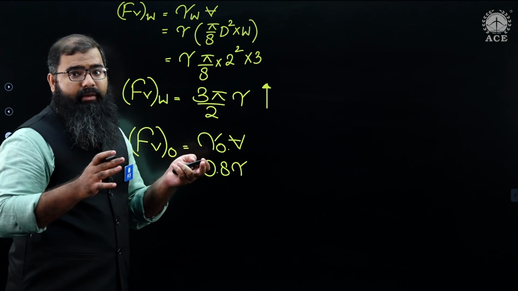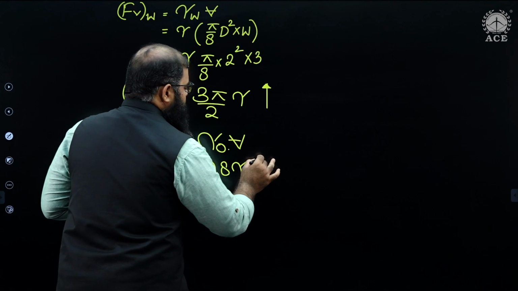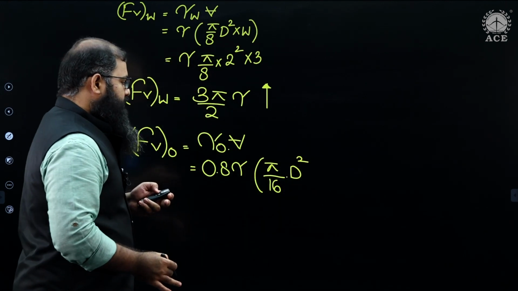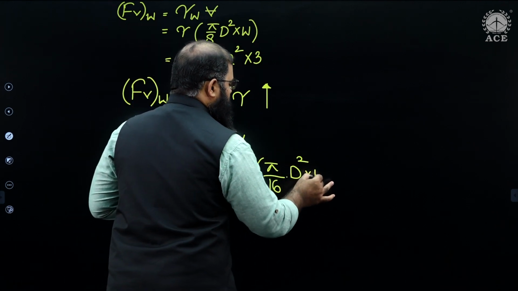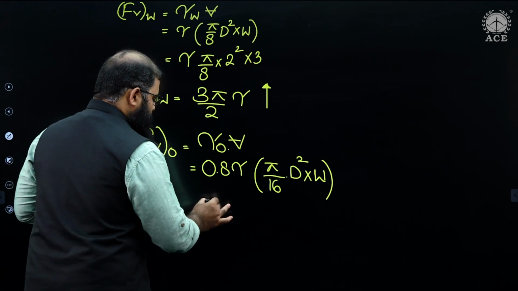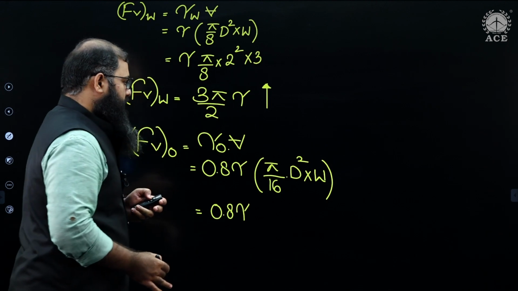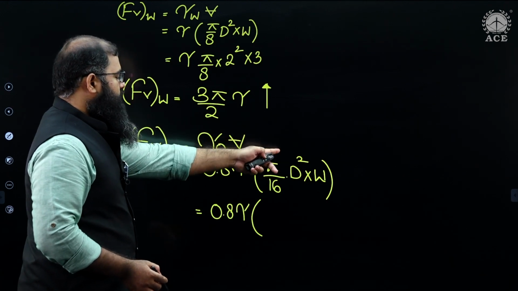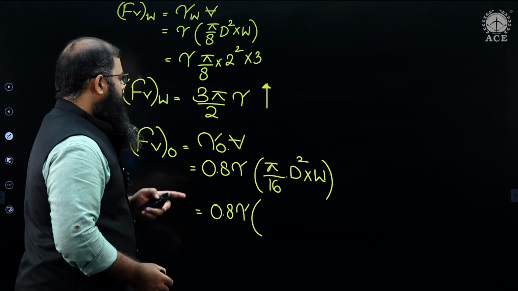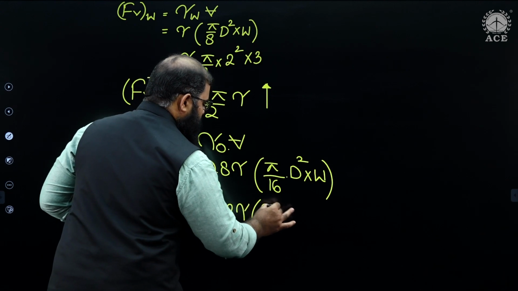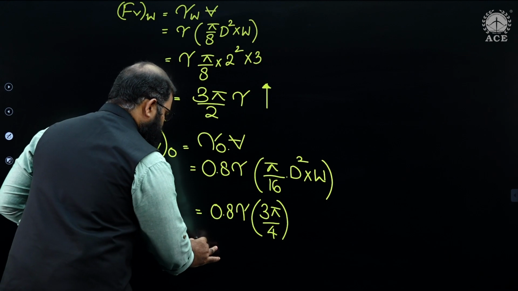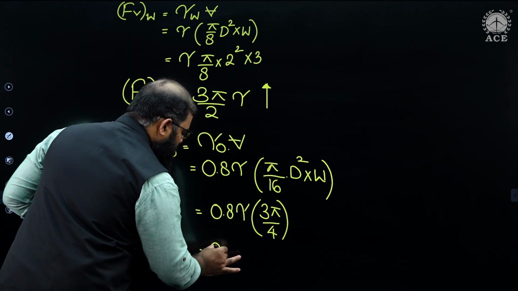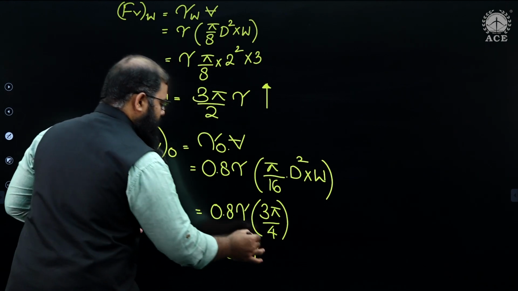Cross section area, think logically without looking at the diagram. It was 1/4 of the circle, is it not? If it is 1/4 of the circle, I am supposed to have pi by 16 d square times width. So this is going to be equal to how much? 0.8 gamma multiplied to pi by 16 d square. D is equal to 2. 2 square by 16 is going to give you pi by 4 over here. Pi by 4 multiplied to 3, so 3 pi by 4. If you calculate this value, it is supposed to be equal to how much? I can have a 4 cancelled out, that is equal to 0.6 pi gamma in the upward direction.